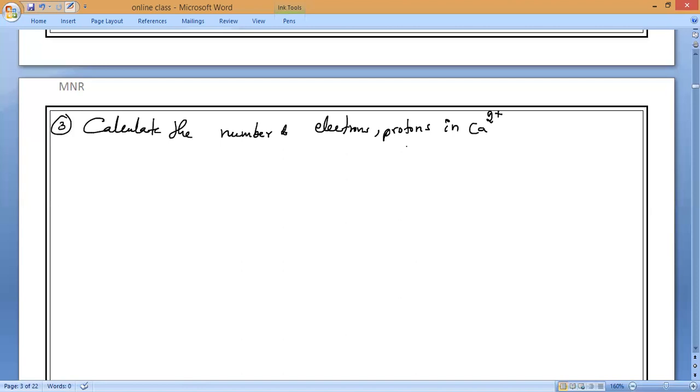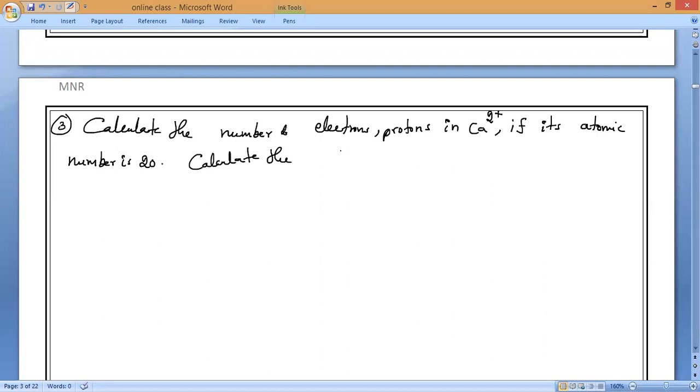Okay, do it. Ca2 plus. If it is a negative anion, we have to subtract the electrons. Is it okay, guys? Atomic number is 20. Calculate the formula of its phosphate too. That is also a question.